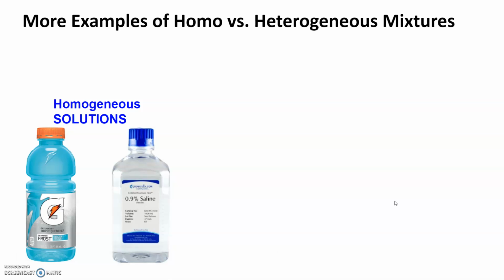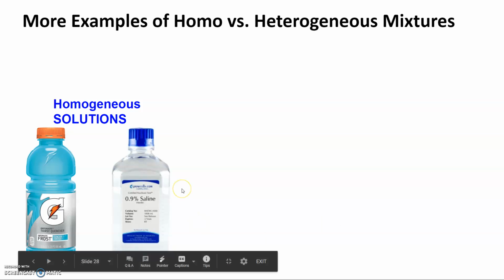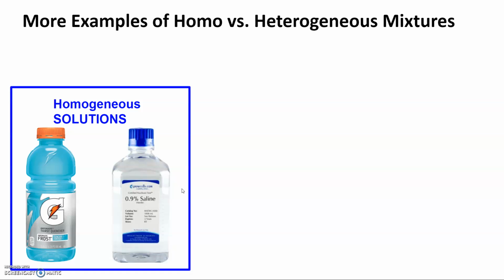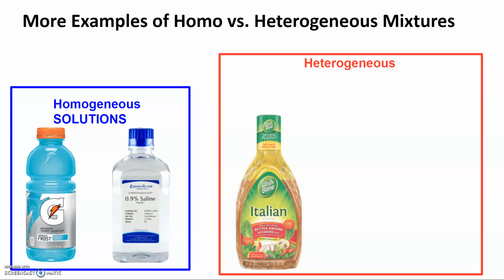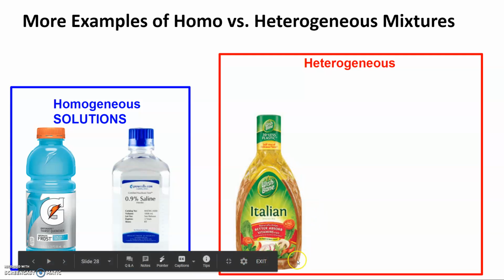So look at some more examples of homo versus heterogeneous mixtures. Gatorade or a saline solution, saline which is oftentimes used in hospitals to sort of clean out wounds, would be homogeneous solutions. They look the same to your naked eye or under a microscope. Heterogeneous solution would be something like Italian dressing, where you can see the oil and the vinegar separated, and you can also see chunks of herbs, etc. So you can see that with your eye.